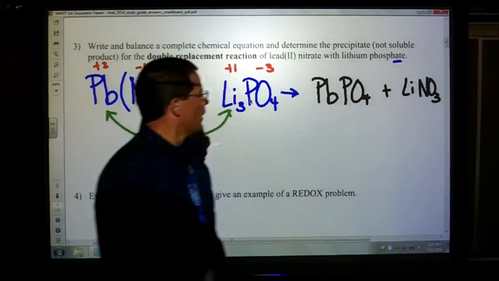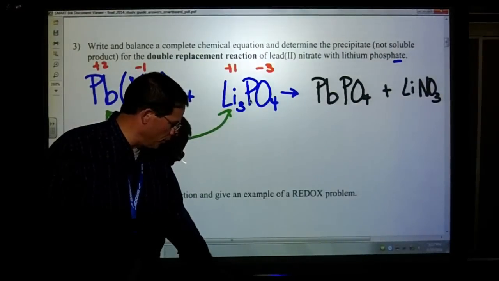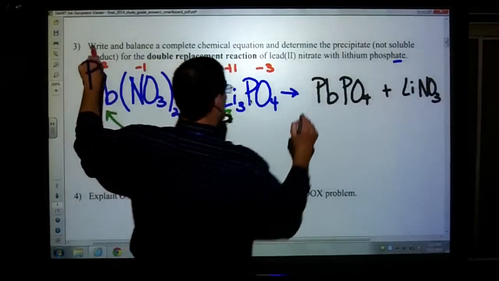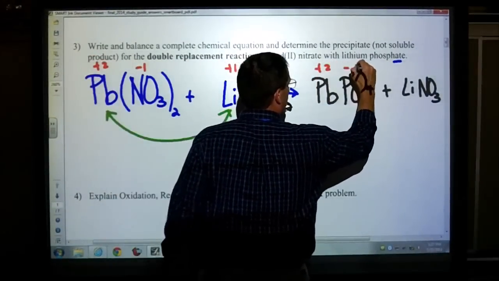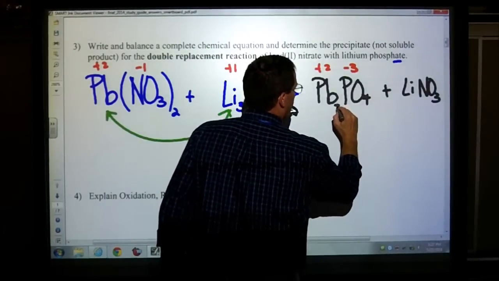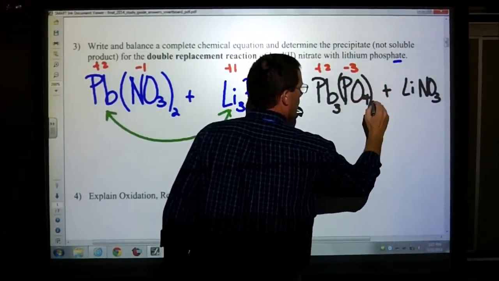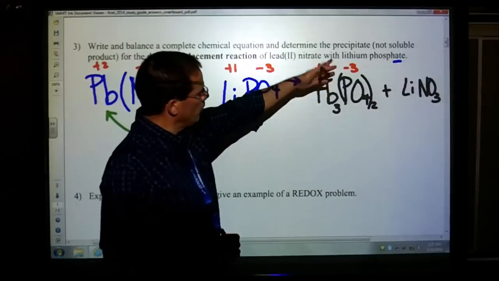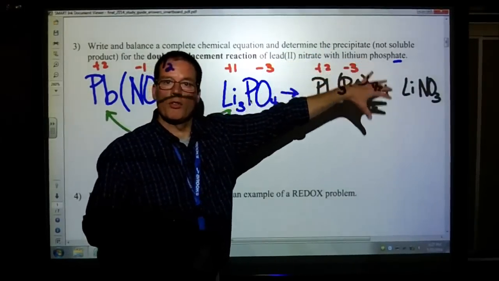Okay. All right, so let's balance charges here. So we know that the lead is a +2, given. Phosphate, -3. So that means I need, let's see here, 3 leads. This is going to look pretty bad. So Pb3(PO4)2.